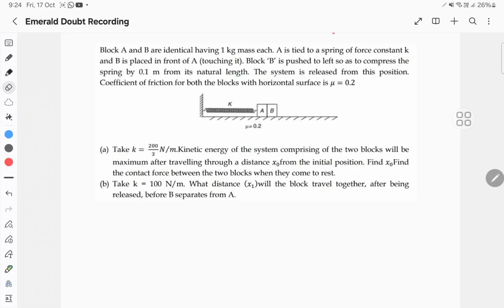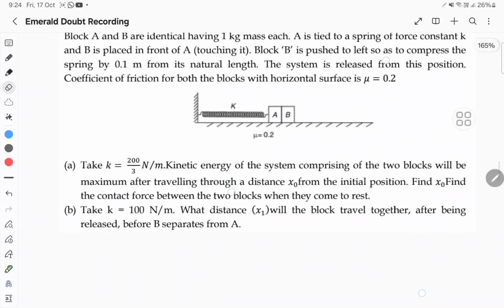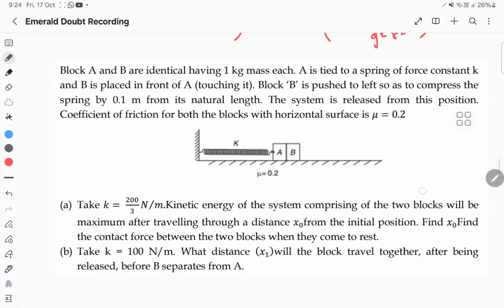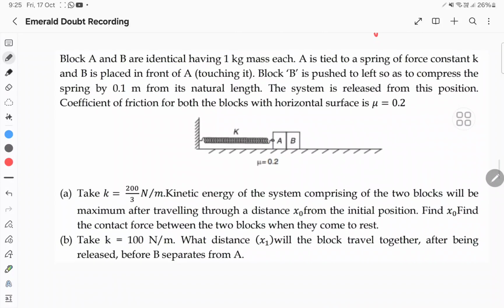Yes, guys, we have another question of emerald. Blocks A and B are identical, having 1 kg mass each. A is tied to a spring of force constant K, so this is attached, and B is placed in front of A, touching it. So it is not attached.